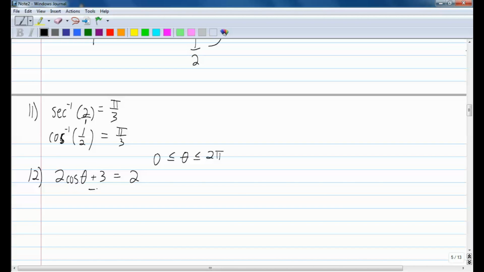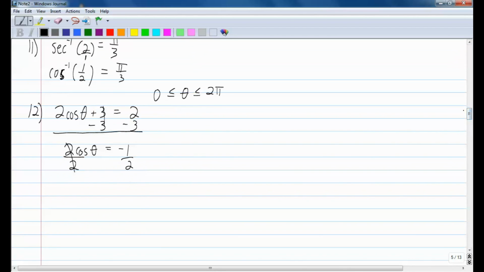To solve this, we need to get cosine by itself. So this is 2 cosine theta equals negative 1. Divide both sides by 2. I get cosine of theta equals negative 1/2. So I say to myself, where is cosine equal to a negative 1/2?